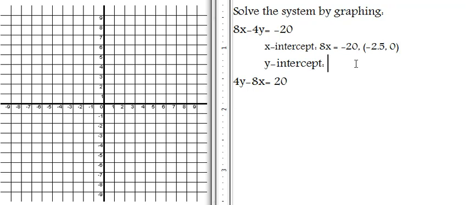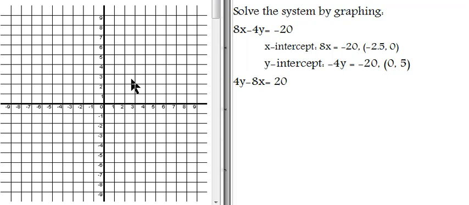And then for the y-intercept, the x has to be 0 if it's on the y-axis. So we let the x be 0. This is actually a slightly easier equation because negative 4 divides nice and evenly into negative 20. So then I just divide both sides by negative 4. A negative divided by a negative is always positive. So I'll end up with 0 for x, 5 for y. And so then from these 2 points, I can graph this line.